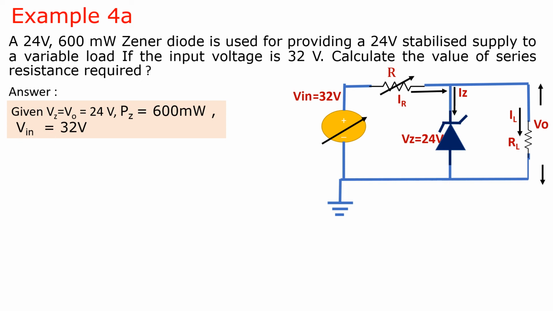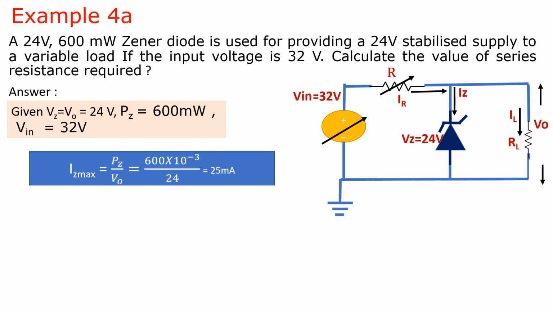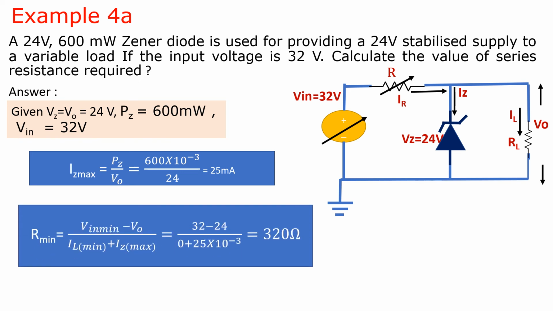Power rating given is 600 milliwatt, and the input voltage is fixed at 32 volt. So only one input voltage is given. So we will calculate the series resistance. First we will calculate the maximum Zener current by using the power rating and the Zener voltage. This will come 25 milliamps, and we will use the R min formula, V in min minus VO upon IL min plus IZ max.